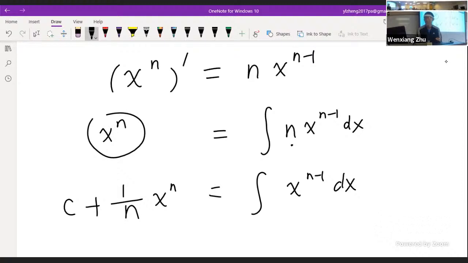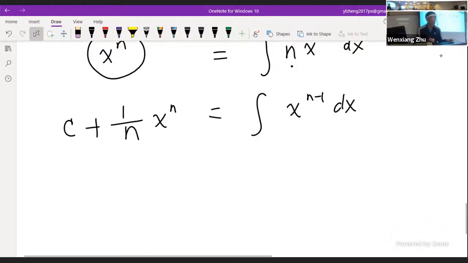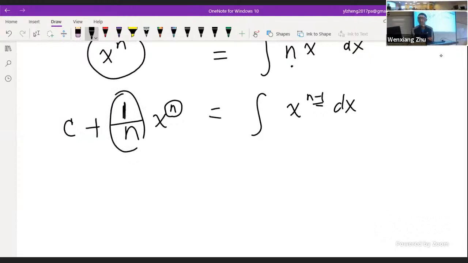You see, when you go backwards to find the parents, you look at the power. The power is increased by 1, because originally, when you do the differentiation, you decrease the power by 1. But when you go backwards, you reverse this process. So the inverse process is you add 1 to the power, and you also have to divide by the new power. You see, it's 1 over n plus 1, because that's the reciprocal of the new power.